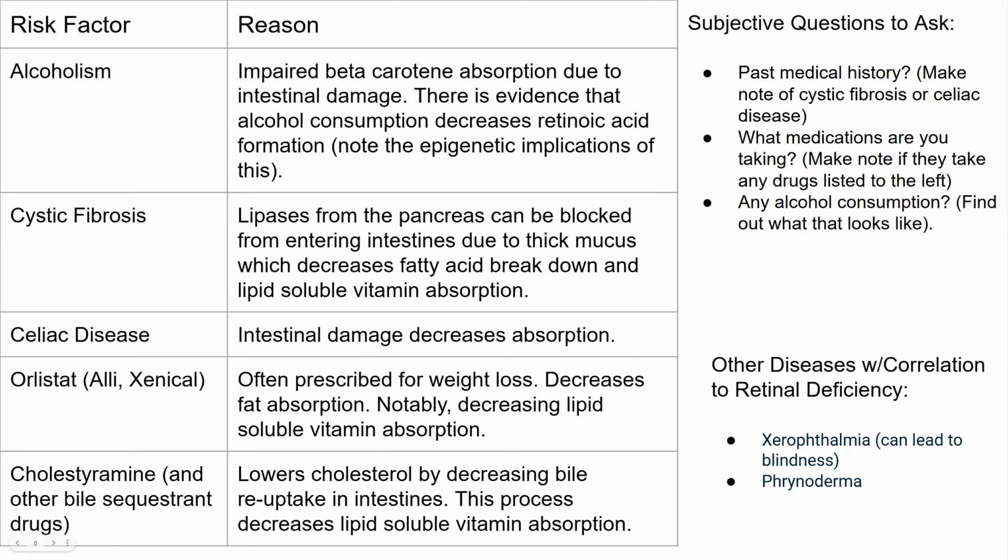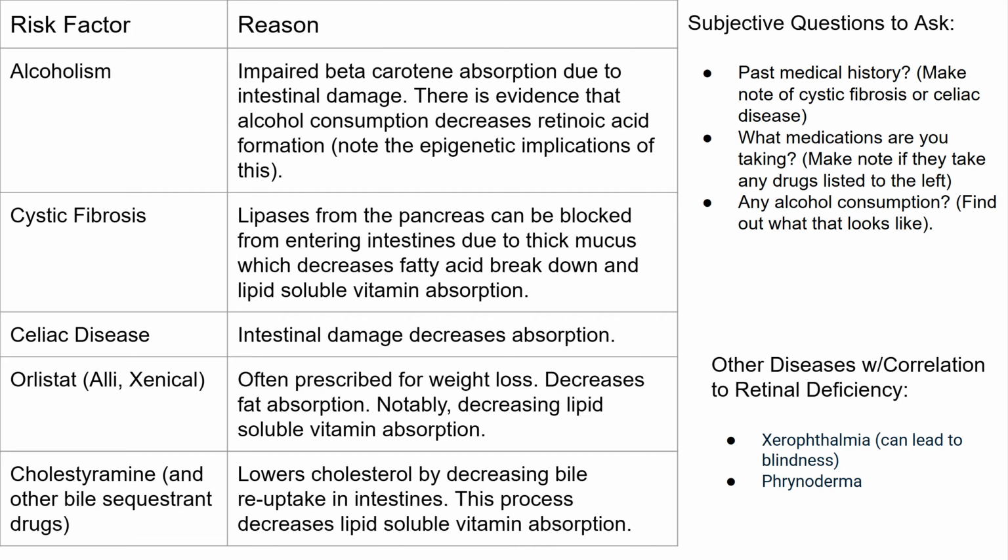Here are some risk factors you can look out for. Alcoholism impairs vitamin A absorption due to intestinal damage. There is evidence that alcohol consumption decreases retinoic acid formation. Cystic fibrosis is another potential cause of vitamin A deficiency due to thick mucus blocking the lipases produced by the pancreas. This decreases fatty acid breakdown as well as lipid soluble vitamin absorption. Celiac disease is another risk factor because it causes intestinal damage and decreases absorption that way.